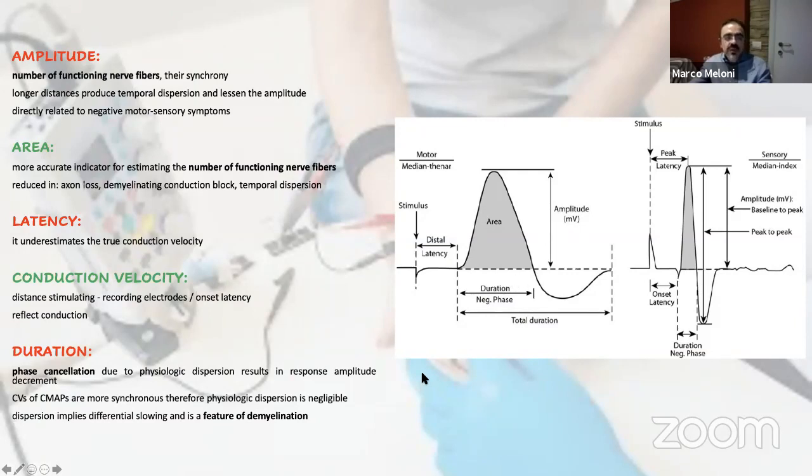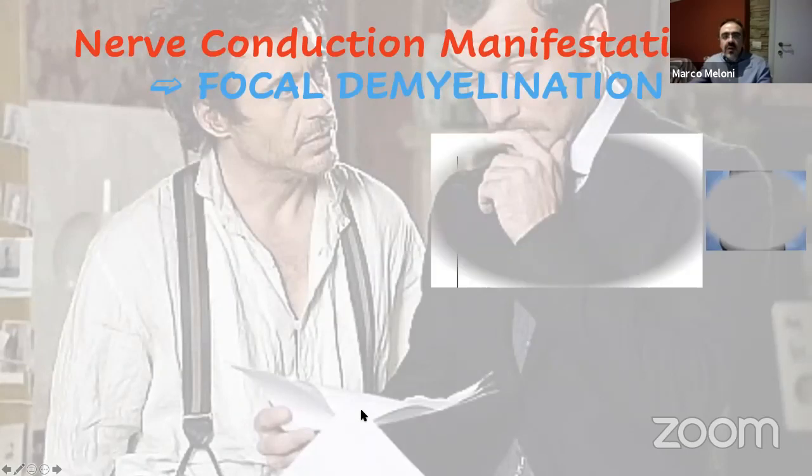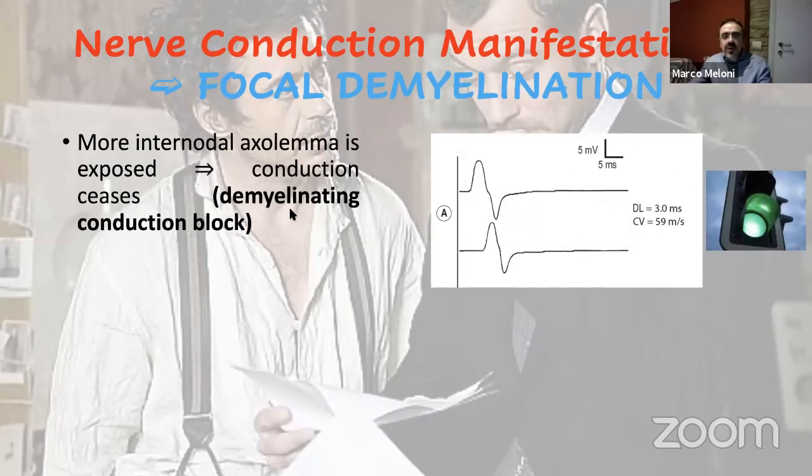So usually the amplitude is normal, but duration is involved in demyelinization. And let's see in more detail what demyelinization consists of. This is a normal exam in nerve conduction studies with the two potentials, proximal and distal. But when there is exposed axolemma, there is a demyelinating conduction block.